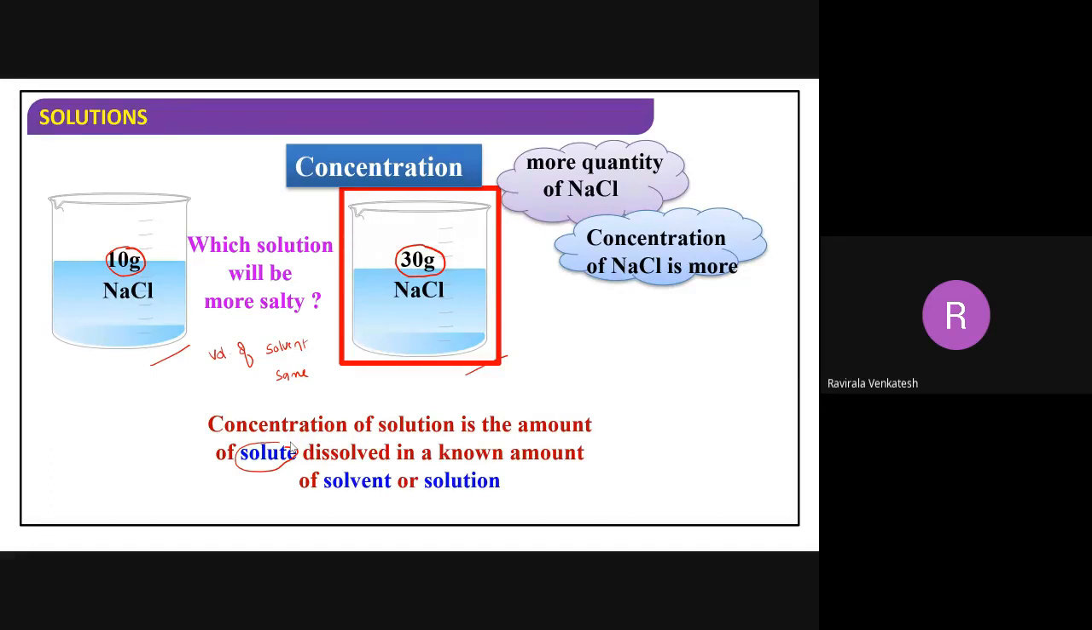How much solute you are adding to a known amount, say 100 ml of water. How much NaCl you are adding into 100 ml of water gives the concentration of the solution, right? Based upon the mass you are adding into the solvent, you are getting the concentration. I think everyone has understood now what concentration is.